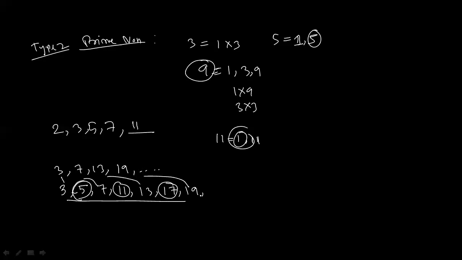Now see, after 19, what will be the next prime number? After 19, the next prime number is 23. And after 23, the next prime number will be 29. Yes or no? So your answer will be which one? You have to omit 23. So answer will be 29.